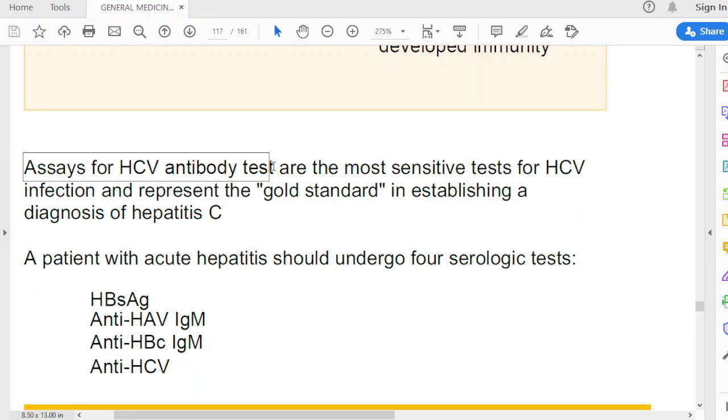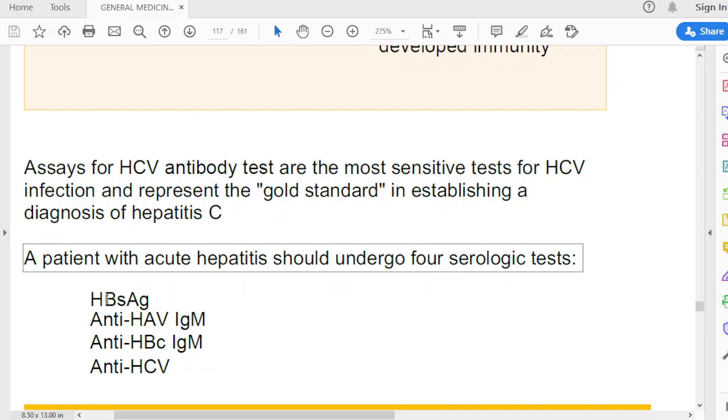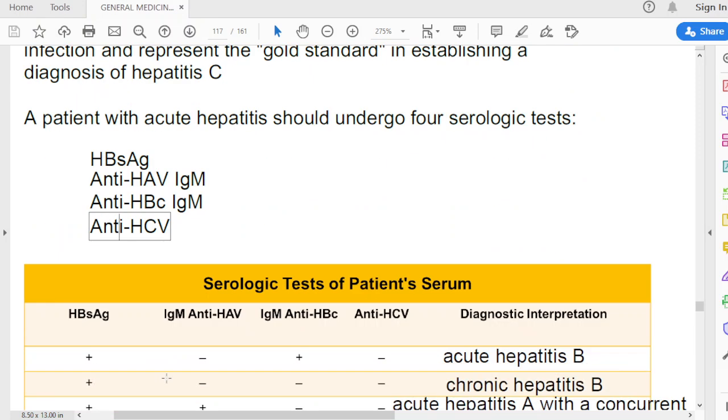Assays for HCV antibody are the most sensitive tests for HCV infection and represent the gold standard in establishing a diagnosis of hepatitis C. A patient with acute hepatitis should undergo 4 serologic tests: HBsAg, anti-HAV IgM, anti-HBc IgM, anti-HCV.